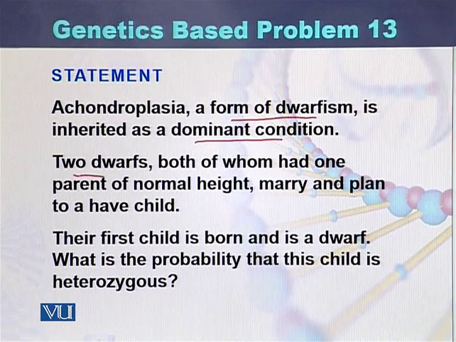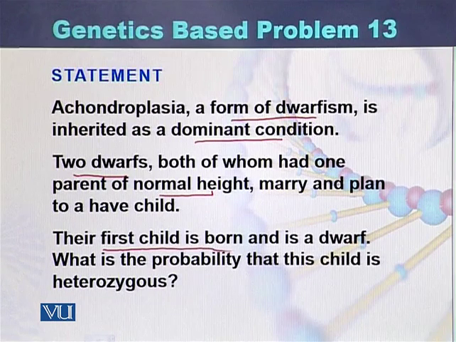There are two dwarf people who want to marry each other, but one of the parents of both dwarf individuals has normal height. They marry and they plan to have a child. Their first child is born and is dwarf. So this is the statement: the first child was born to a couple where both individuals were dwarf.